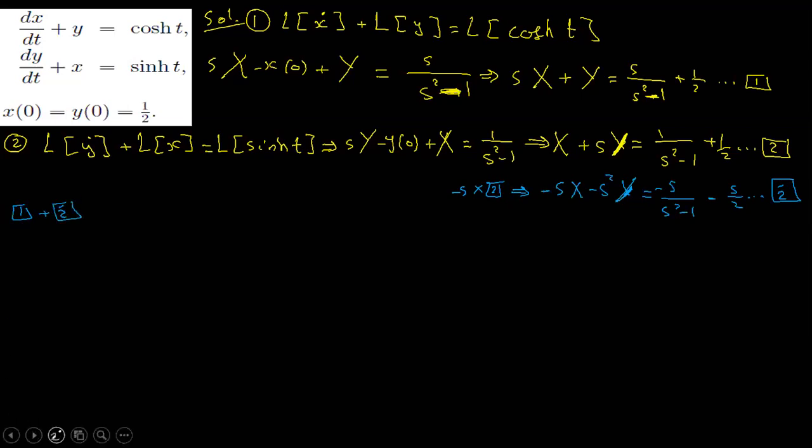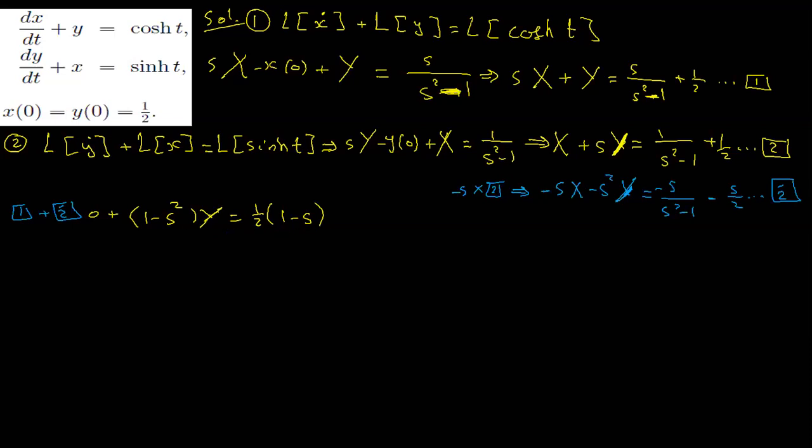Let me check what I have now. If I add those two equations, sX minus sX is 0. Y minus s squared Y, I can take Y as a common factor. So I have 1 minus s squared equal s divided by s squared minus 1 plus negative s over s squared minus 1, so you will cancel them out. Half minus half, so I can take half as a common factor. So I have 1 minus s. Am I right here? This one is Y. Any question about what I did here?